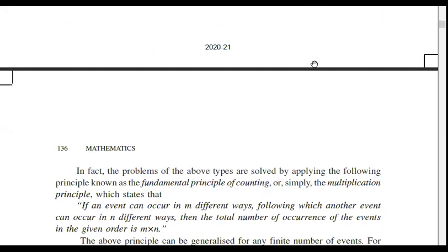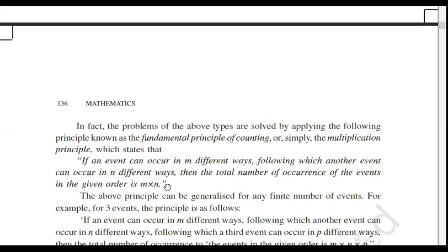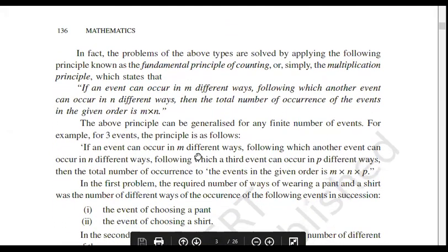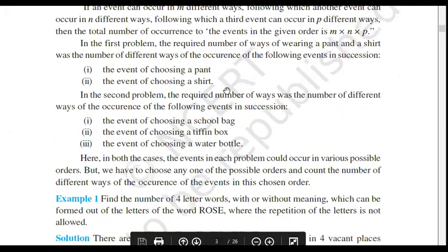So this is the statement of the fundamental principle of counting. When one or more events, which can occur in m or n ways, occur together, meaning both will occur, then you have to multiply the number of ways.